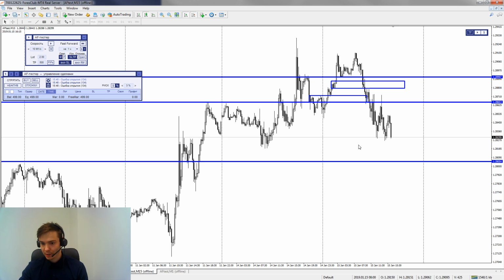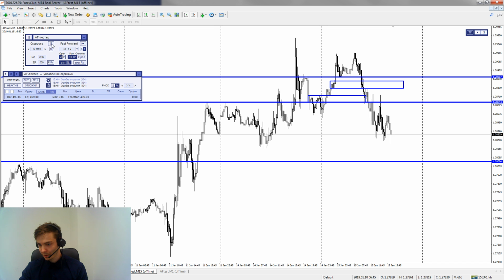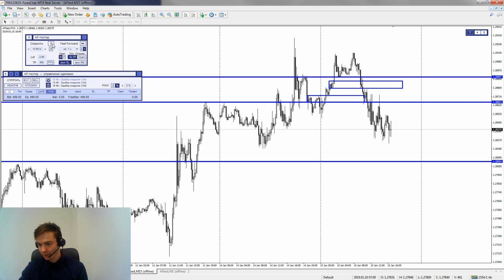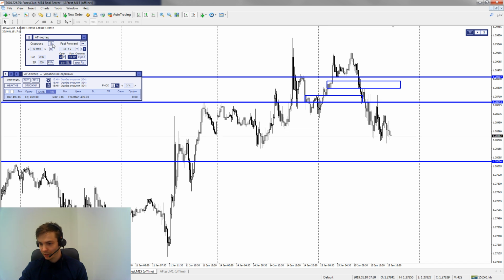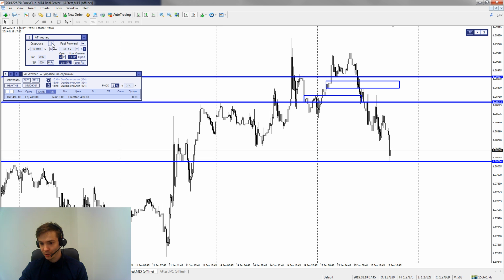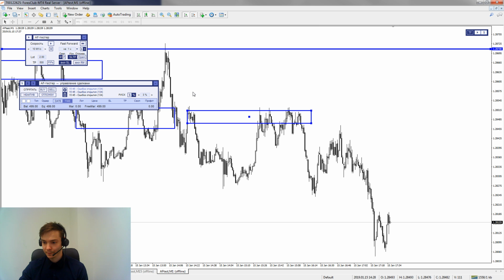Another nuance: I would maybe wait for this support, or maybe here, depending on your trading style. But it's my nuance. Definitely, we should take some profits after some risk reward ratio, and you can see what the movement was in the end.